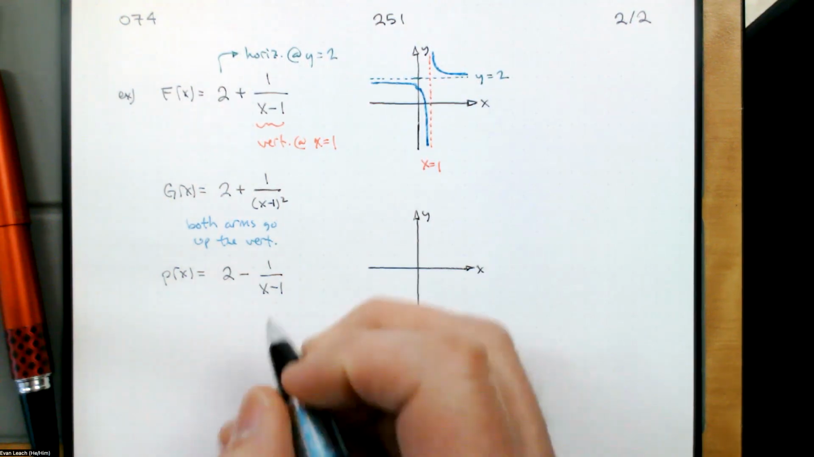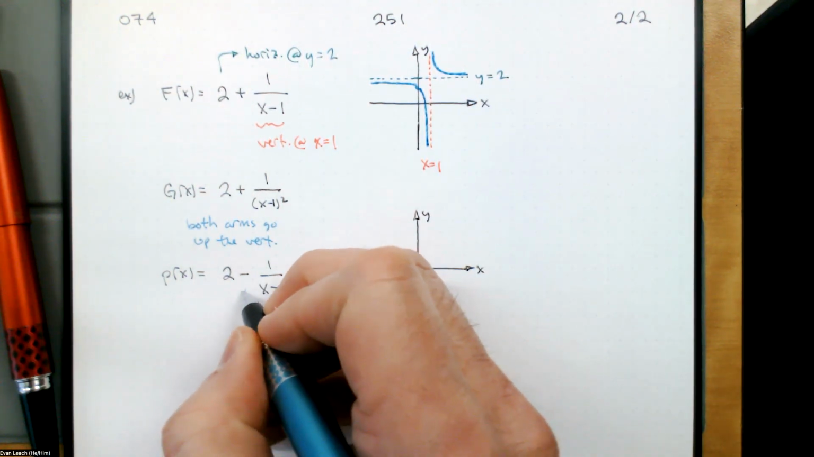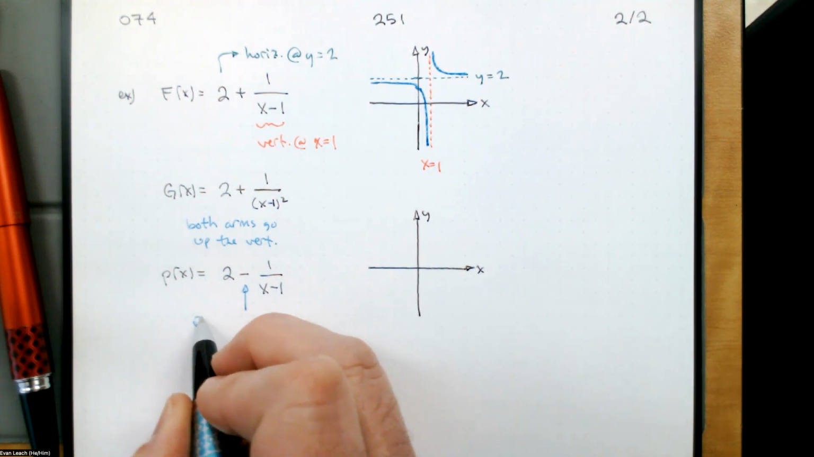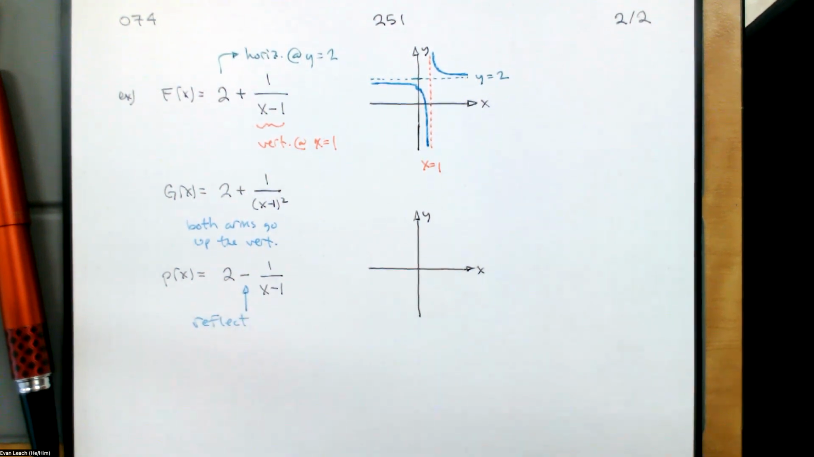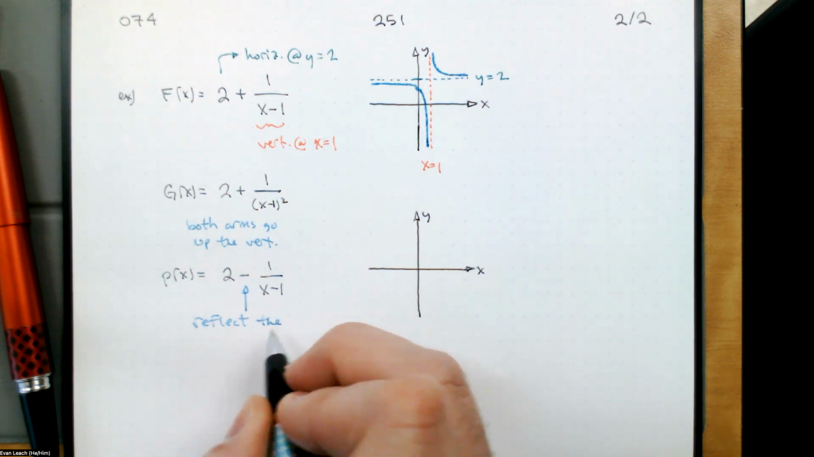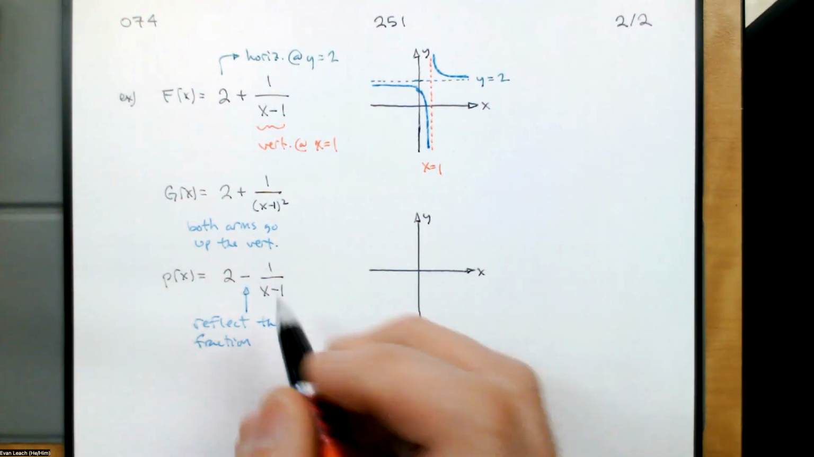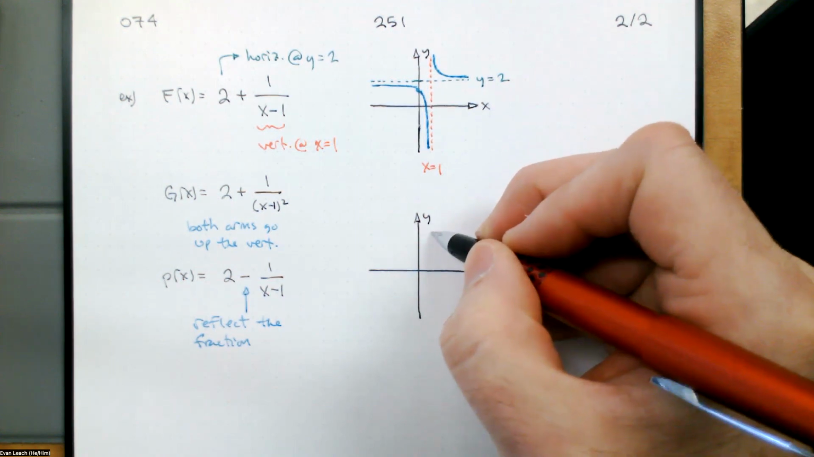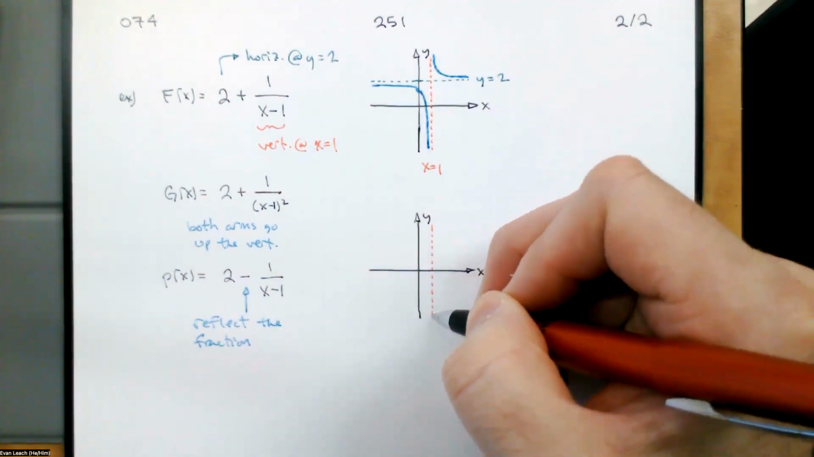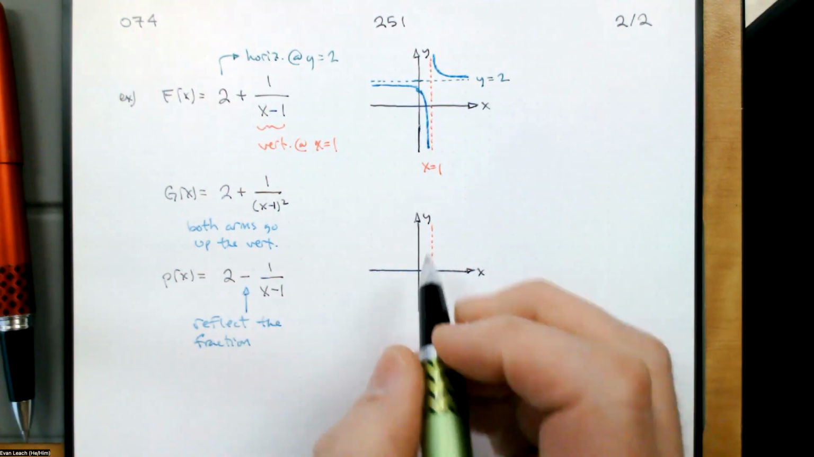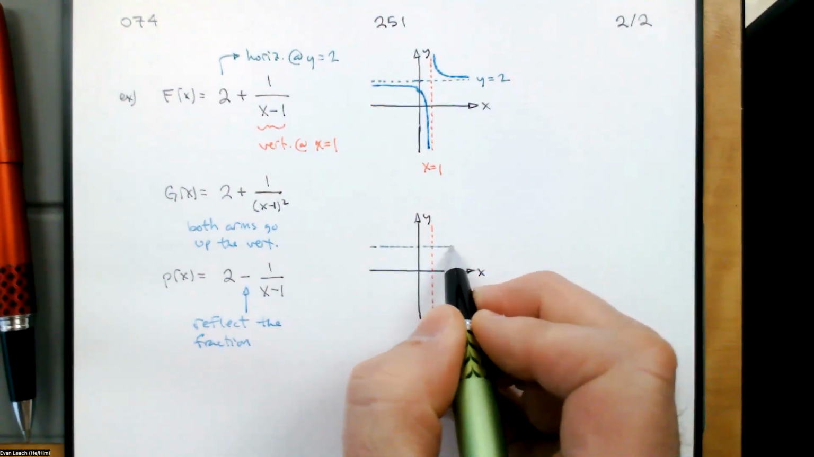So in this case, the negative is going to create a reflection of the fraction part. Multiplying by a -1 produces a reflection. In this case, I've only multiplied the fraction parts by -1, so I'm only reflecting the fraction parts. We still have a vertical asymptote at 1. I only reflected the fraction part, so I still have a horizontal asymptote at 2.